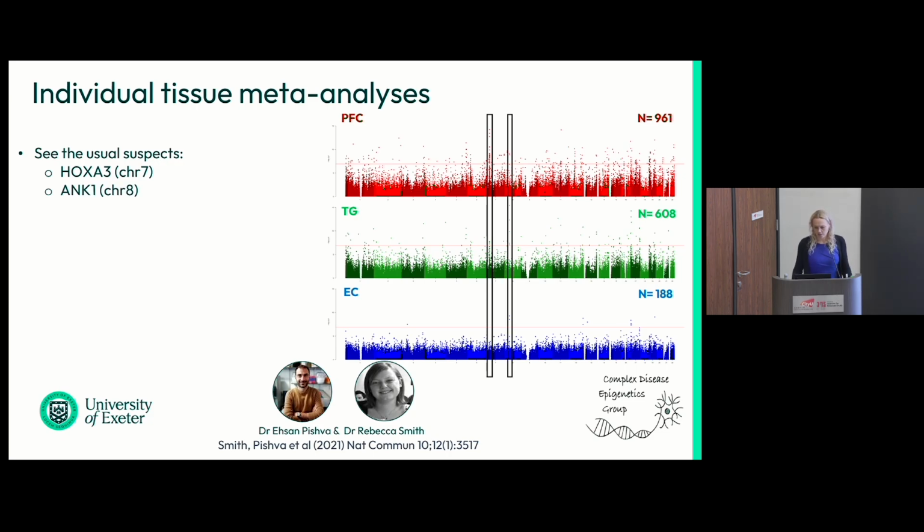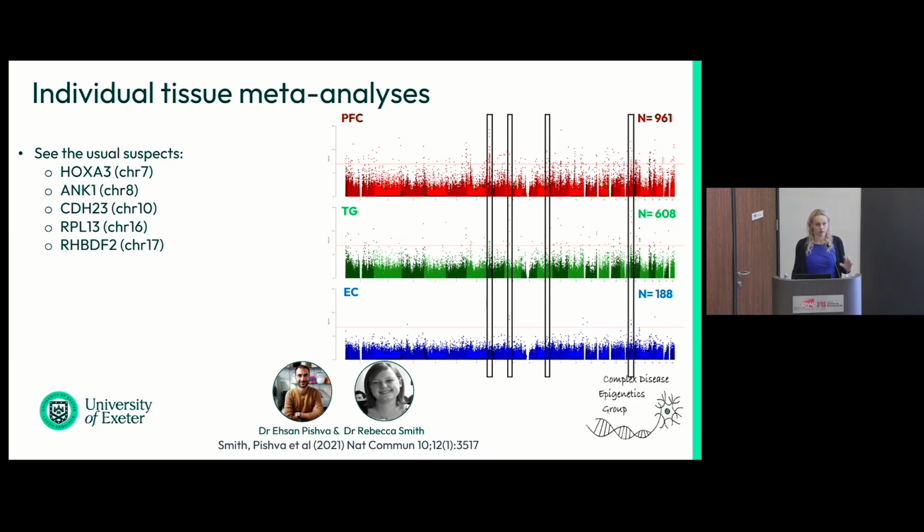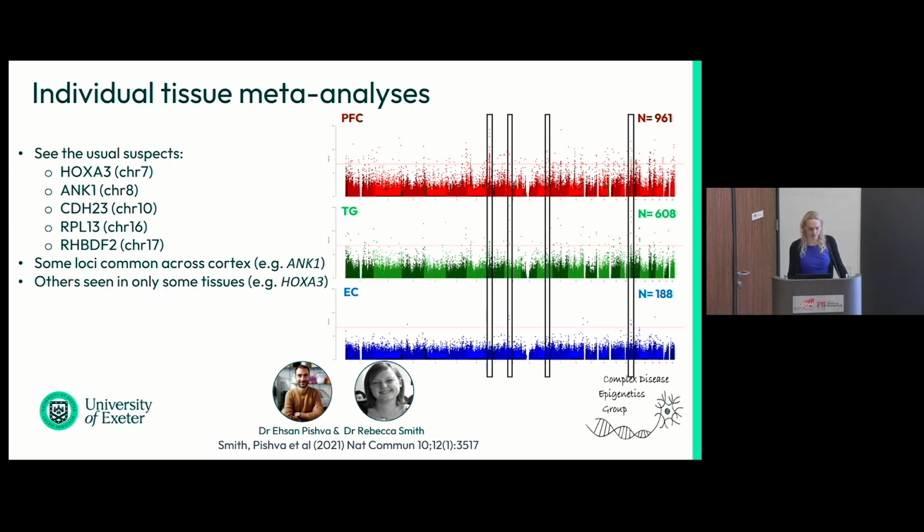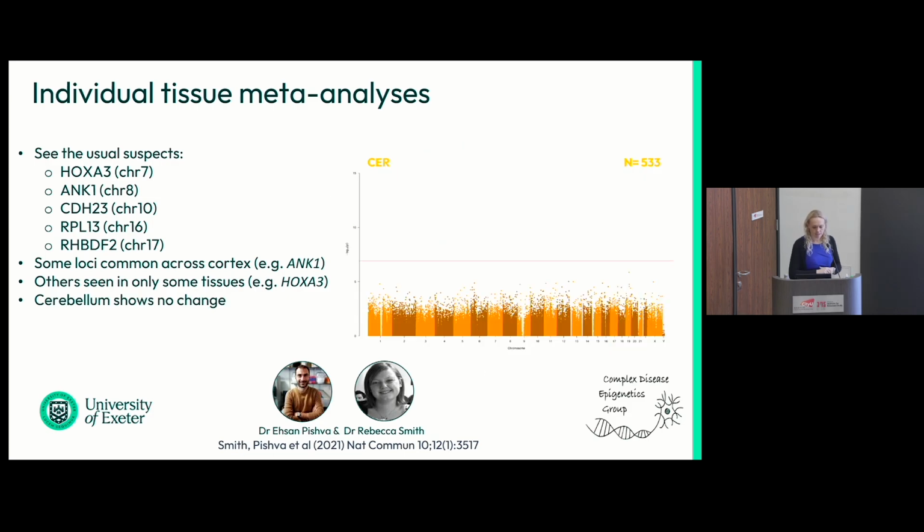So some of the loci we're identifying aren't across the entire cortex. There's ANK1 shown there, which we see across all 3 brain regions, along with CDH23, RPL30, and RHBDF2, which were the common ones coming out of the literature. We see some common loci across the cortex, like ANK1, and some that are only seen in some tissues, like HOXA3. But really interestingly, in the cerebellum, which we then went on to look at, we have 533 individuals, so we're adequately powered to find differences. We see absolutely no association across the region, so all of the epigenetic changes we're seeing in Alzheimer's disease are specific to the cortex and aren't seen in the cerebellum.